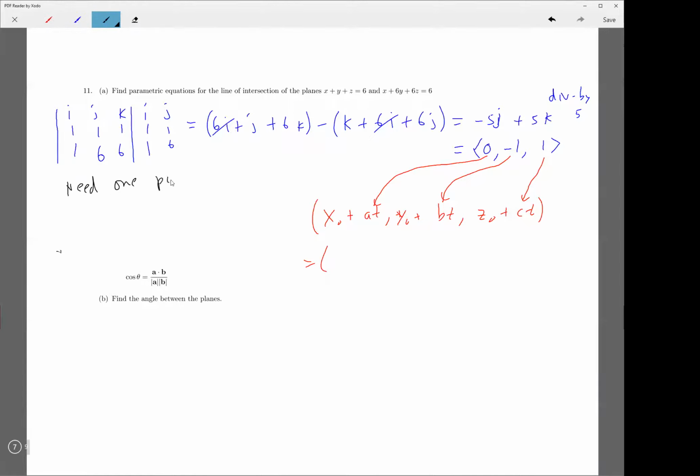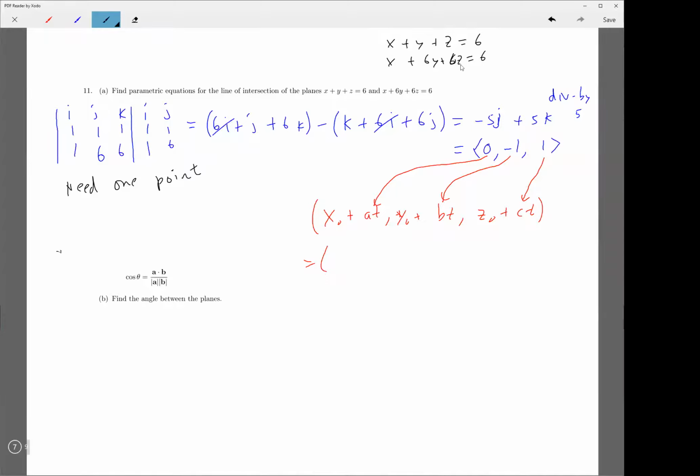We need 1 point. Now, these intersect in a line, right? These intersect in a line. So there's going to be lots and lots of points, but we just need 1. And so what we could do is set these both up as a system of equations and solve it, and then just pick one solution off. Or sometimes you can just play around and set some numbers equal to 0 and kind of see a solution.